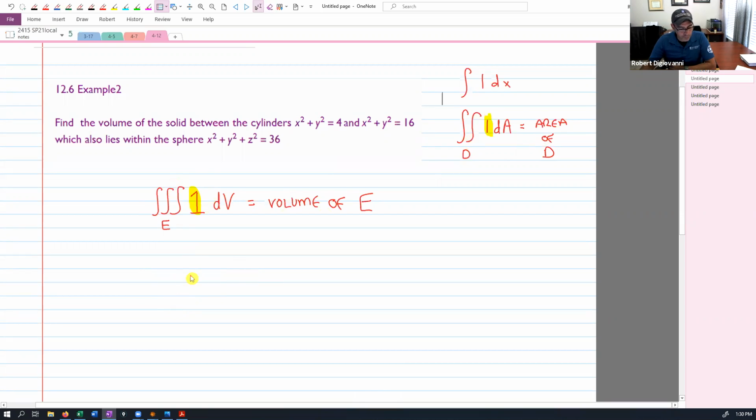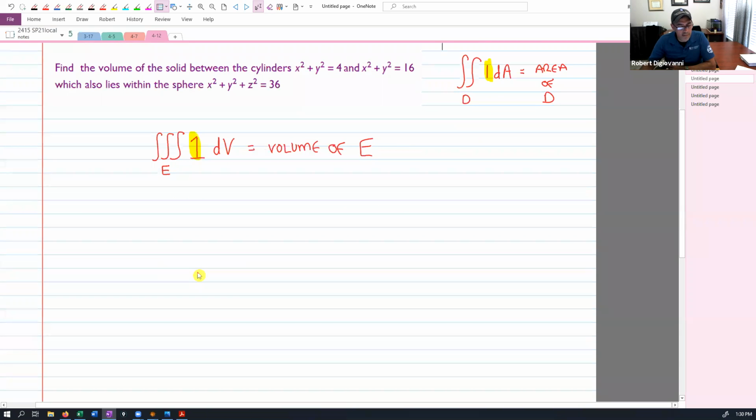Okay, here we go. Now, I'm going to use this formula, but I need to get a grasp on what E looks like. So again, I've got 2 cylinders opening up along the Z-axis. One has a radius of 2. The other has a radius of 4 this time.